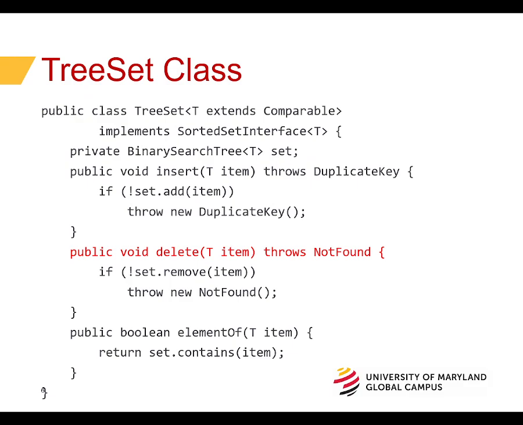The delete method is provided the element to delete, and it calls the remove method of the binary search tree class. If it returns false, it means the element was not in the tree. So it throws the not found exception. The element of method is passed the element that is to be tested to check whether it is in the set. It calls the contains method and returns what was returned to it.